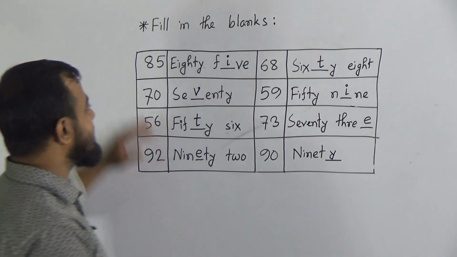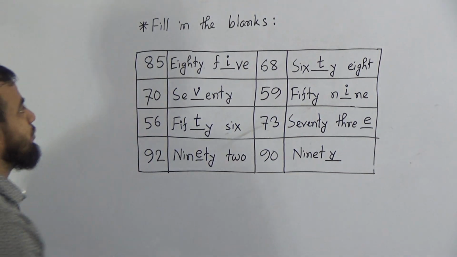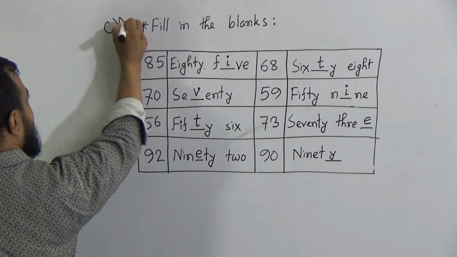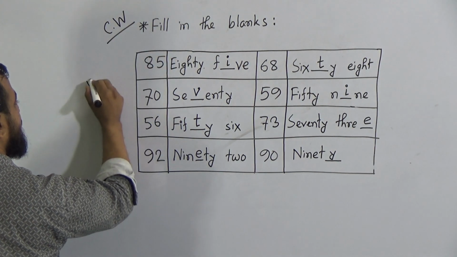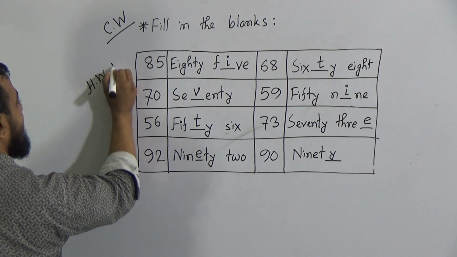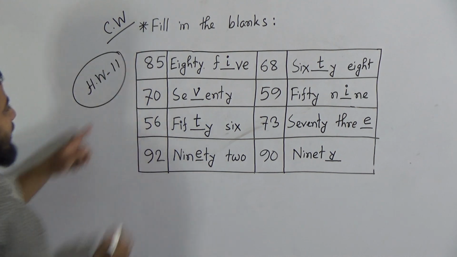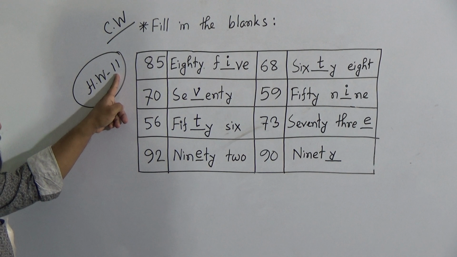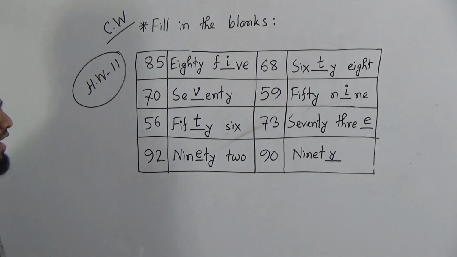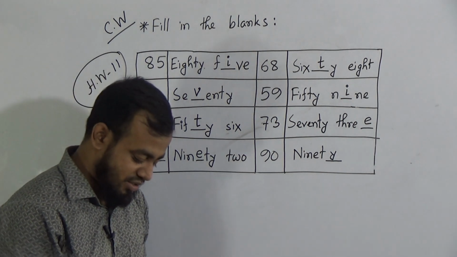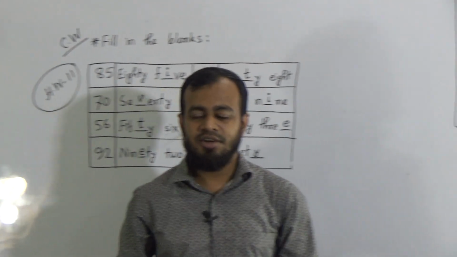Students, this is also your HW. That means this is your CW and this is also your HW. Your HW number is 11. Please mention the HW number in your HW copy left top corner, okay? And you can submit, my dear students, the HW every Saturday from 9 AM to 3 PM.